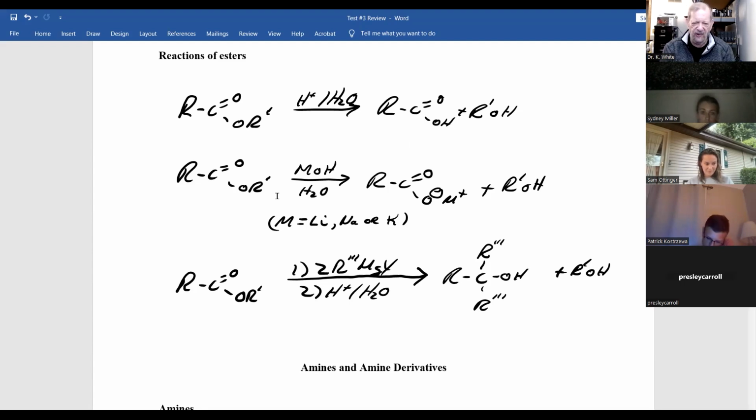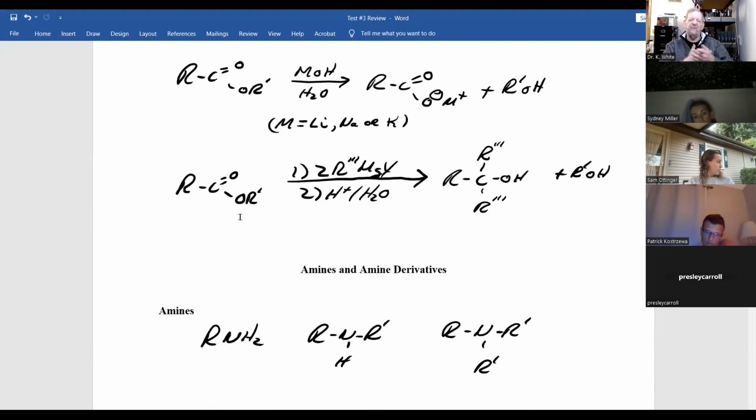Now, if you take an ester and react it with a base, MOH, where M is lithium, sodium, or potassium in water, this is called base hydrolysis or saponification of an ester. And you get back not the carboxylic acid, because in base, the carboxylic acid forms the carboxylate anion. You'll get the carboxylate anion of the carboxylic acid you would have used to make that ester plus the alcohol. And the OH group here is the carbon that this oxygen is bonded to.